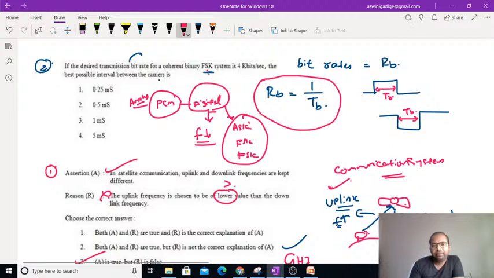Out of all these, the question is given for frequency shift keying. If you want to transmit a 1, you take the carrier frequency F1, and if you want to transmit a 0, you take the carrier frequency F2. Anyhow, the transmission bit rate is the reciprocal of the bit duration. Here they have given binary, so binary frequency shift keying means M is equal to 2.